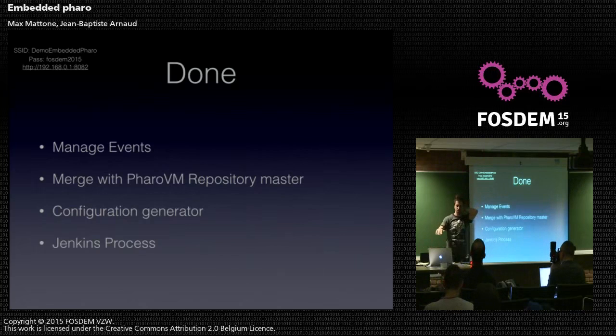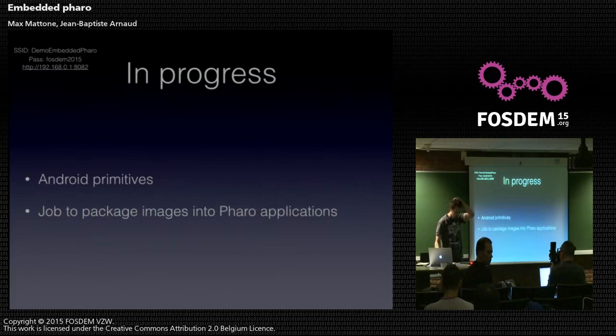Everything is now merged with the Pharo repository master. Now I need to extract all the things and put them upstream, but it will be done soon. The configuration generator is pushed also. The Jenkins process is working. So we are able to reconstruct completely the Android VM, the Pharo Android VM.